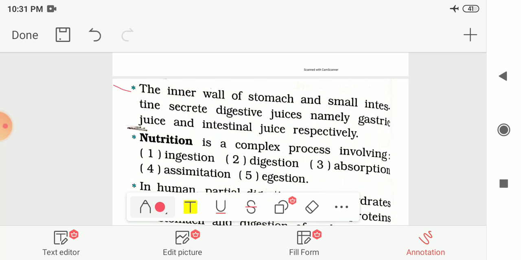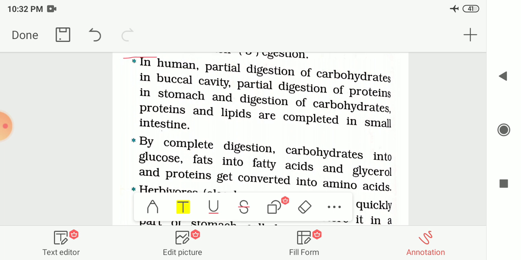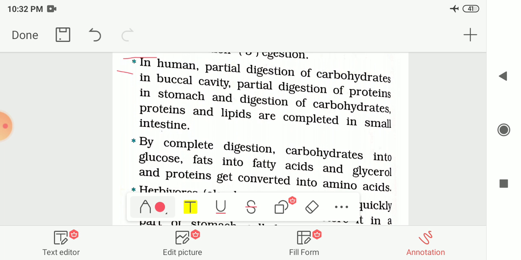Then after that we had seen that nutrition is a process which involves other processes also, complex processes like ingestion, digestion, absorption, assimilation and egestion. In humans, partial digestion of carbohydrates starts in the buccal cavity, and the partial digestion of proteins happens in the stomach. The digestion of carbohydrates, proteins and lipids is completed in the small intestine.